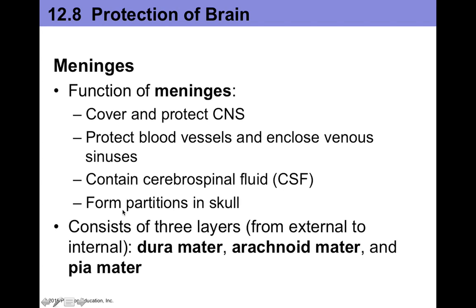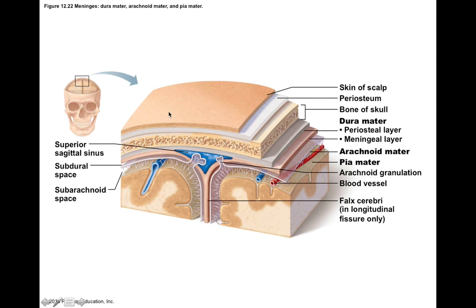Now, meninges also partition the brain within the skull. And the meninges are made of three major layers here. We have dura, arachnoid, and pia mater. So if you look at a cross-section of the skull here, we'd find the skin of the scalp, some subcutaneous tissue, and then right here we have the bone of one of your cranial bones, let's say the parietal bone. You can tell it's a cranial bone because it's spongy bone found between two plates of compact bone here.